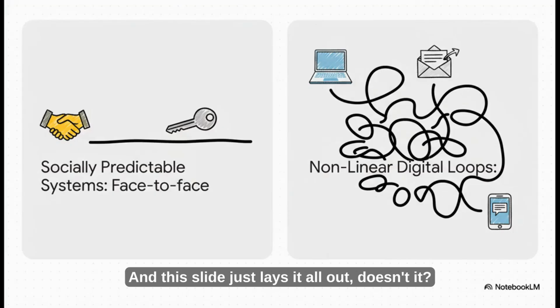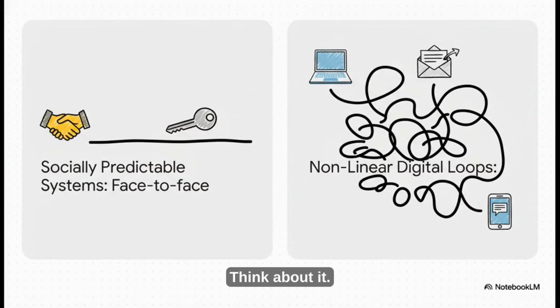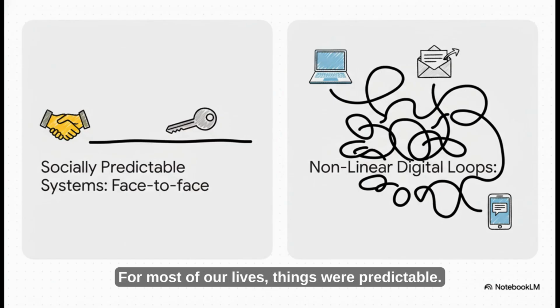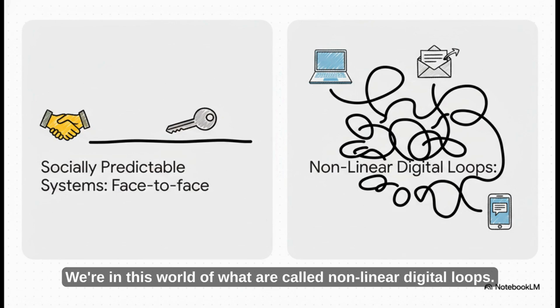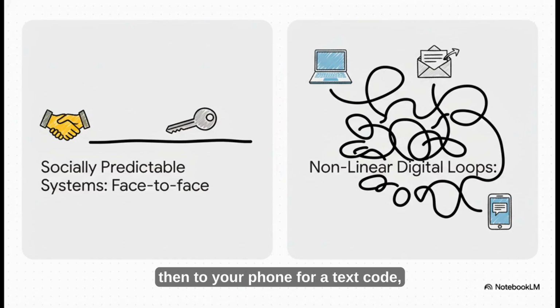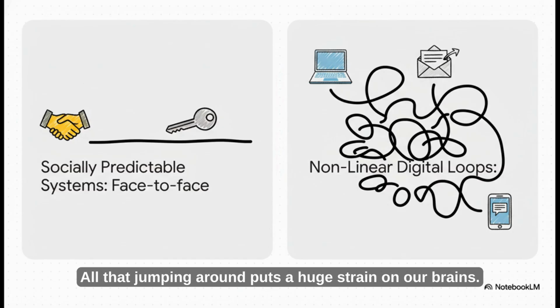And this slide just lays it all out, doesn't it? Think about it. For most of our lives, things were predictable. You'd go to the bank, the teller knew your face, a physical key always worked the same way. The process made sense. But now, look at the other side. We're in this world of what are called non-linear digital loops. Just to reset one password, you might have to jump from the website over to your email, then to your phone for a text code, and then back to the website. All that jumping around puts a huge strain on our brains.